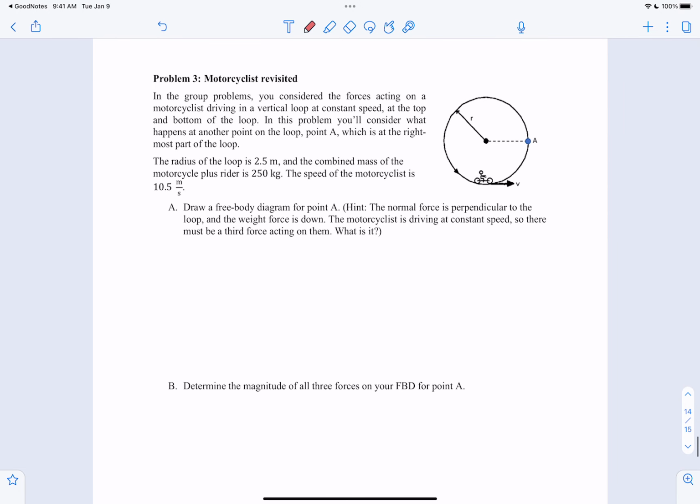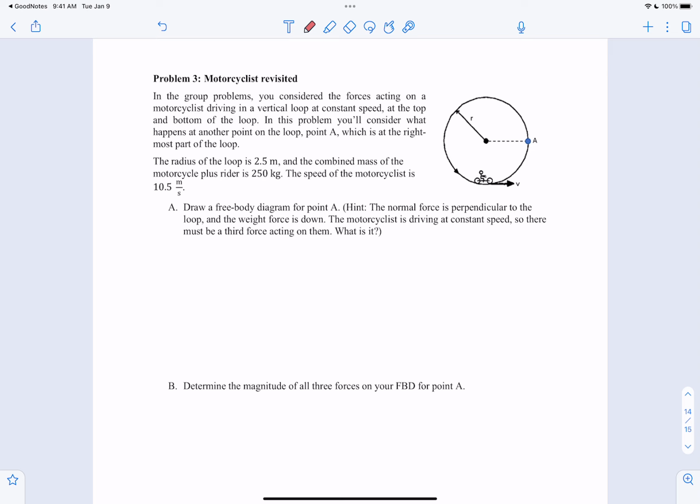But yeah, problem 3, motorcyclist revisited. In the group problems, you consider the forces acting on a motorcyclist driving in a vertical loop at constant speed at the top and bottom of the loop. In this problem, you'll consider what happens at another point of the loop, point A, which is the rightmost part of the loop. The radius of the loop is 2.5 meters. Combined mass plus rider is 250 kilograms. Speed is 10.5 meters per second.